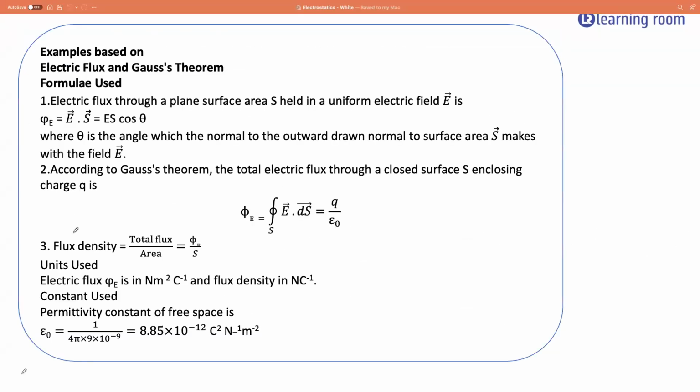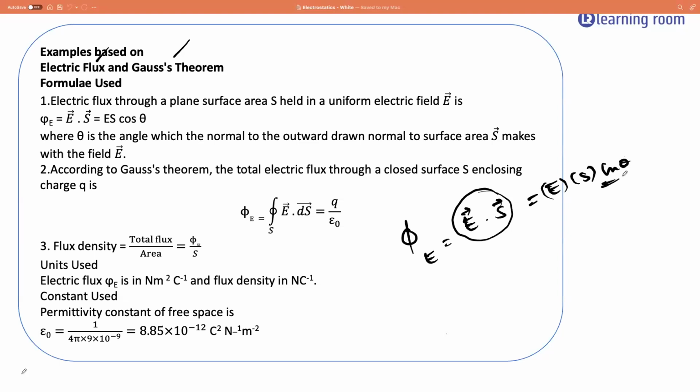Okay. So next is the last concept that is based on electric flux and Gauss law. So can you tell me what is electric flux? It is the dot product of E vector dot A vector, which is going to be E into S into cos theta. What is E? Electric field, and S stands for the areal vector through which the electric field lines are to be calculated, and theta represents the angle between the electric field and the areal vector, right?